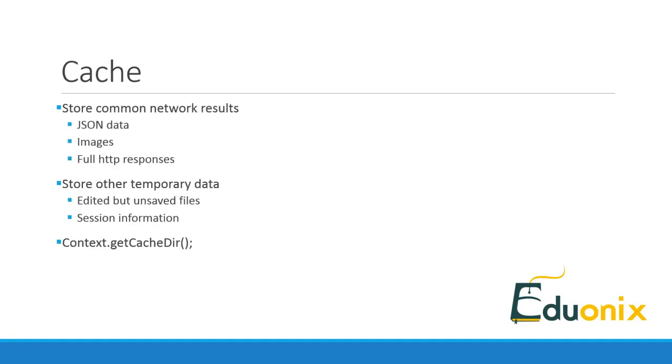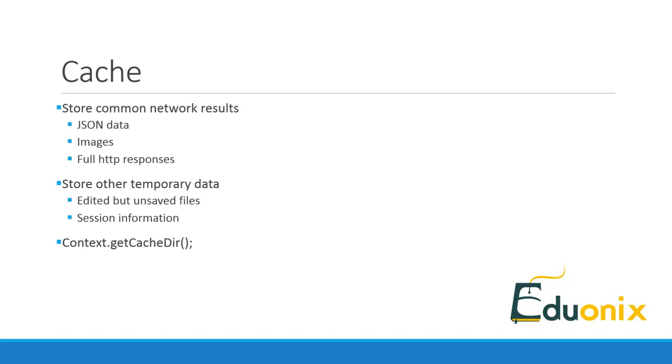One of the pre-configured aspects of the internal storage is a cache directory. Cache is an important tool for storing temporary files in the device. This data might consist of common network results like JSON data, images, or even full HTTP responses. We will cover network operations and JSONs more in future lessons. This data can then be accessed later or easily cleared by the user or the application when the cache becomes full.